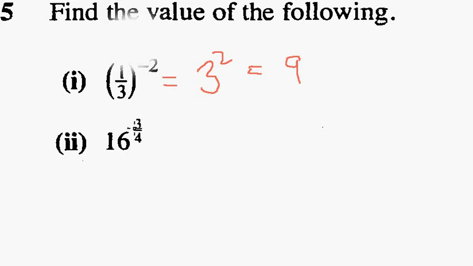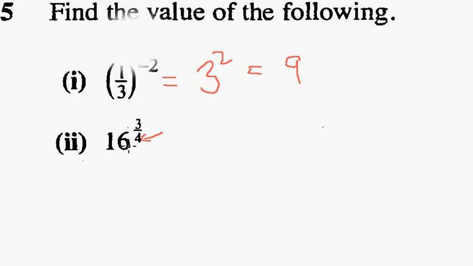When you have fractional indices, again, there's a straightforward process to apply. The number on top, you deal with as if it were any normal index. So if you're working out 16 cubed, obviously 16 times 16 times 16. It's the number on the bottom that's important. This 4 here means that you're going to take the 4th root.